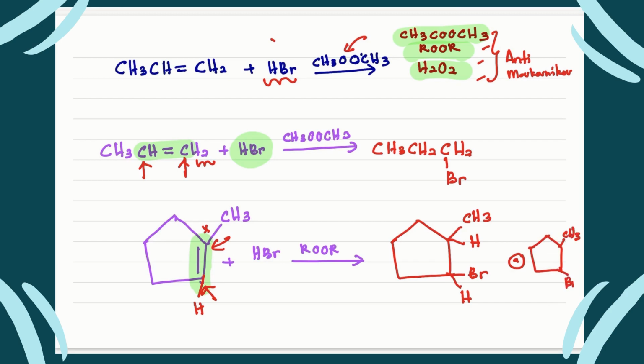CH3 and Br here. Okay, so I hope this video will help you to understand the hydrohalogenation process. You must follow the Markovnikov rule or anti-Markovnikov rule, depending on the condition. And another thing is, for this reaction you're supposed to know the mechanism for the reaction.